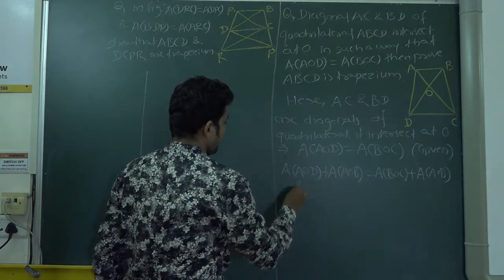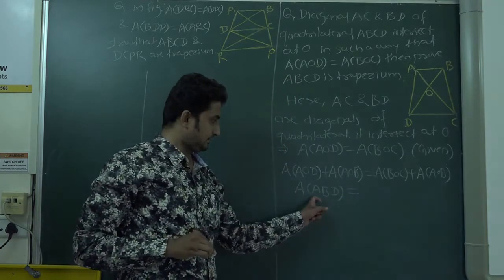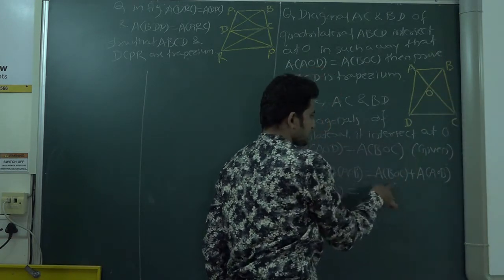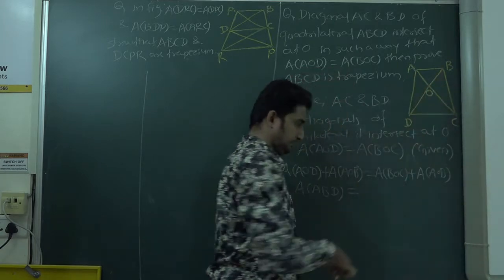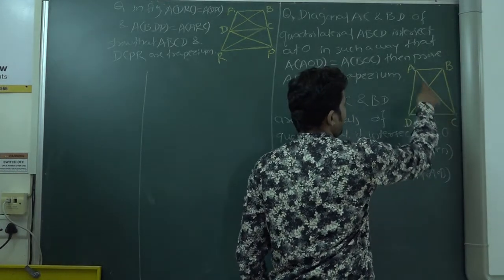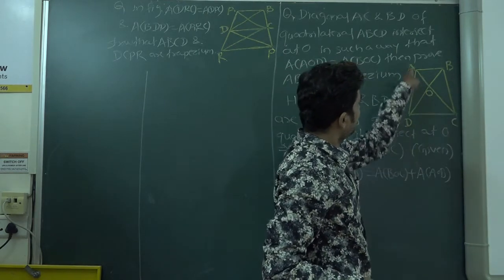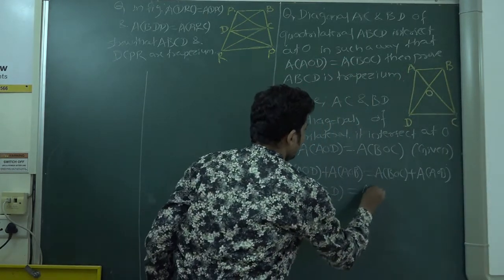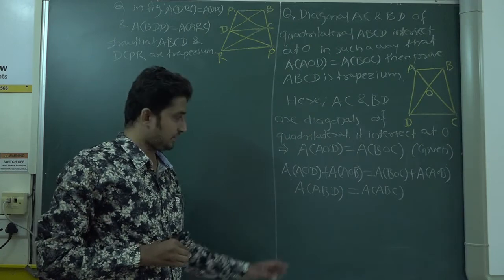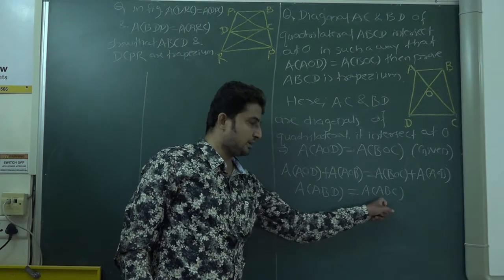area of ABD, right? And area of BOC plus area of AOB again. Now dear students, tell me, area of BOC plus area of AOB will give area of this triangle, correct? Area of ABC. Now we have one more result here. Area of ABD is equal to area of ABC.